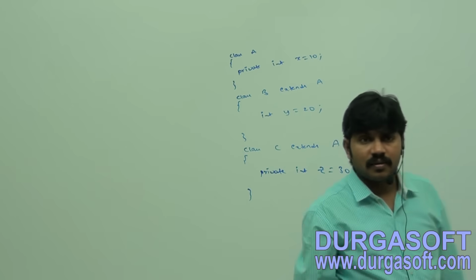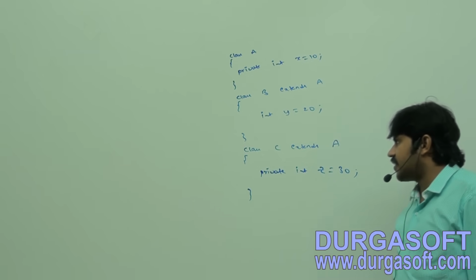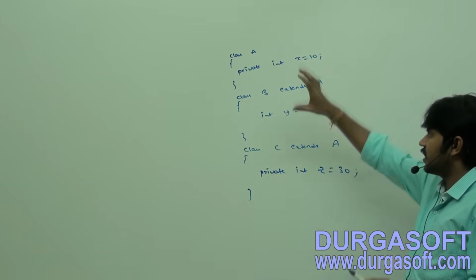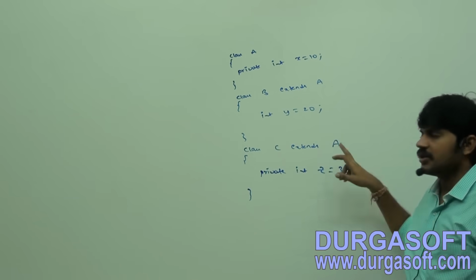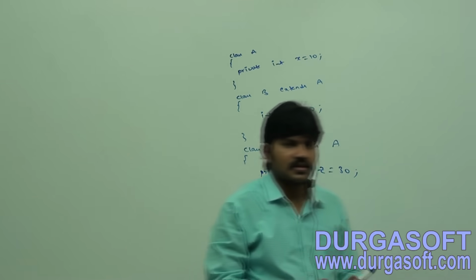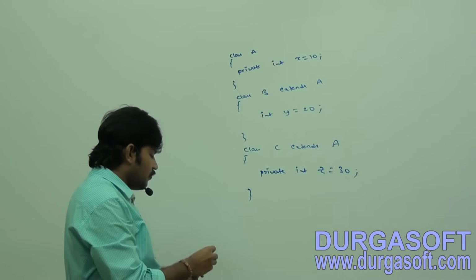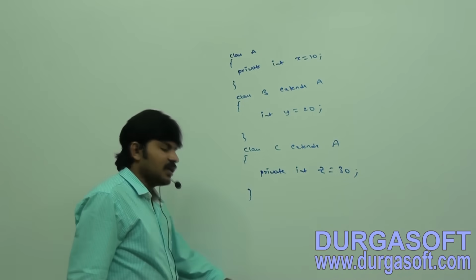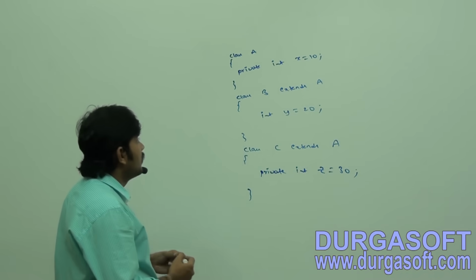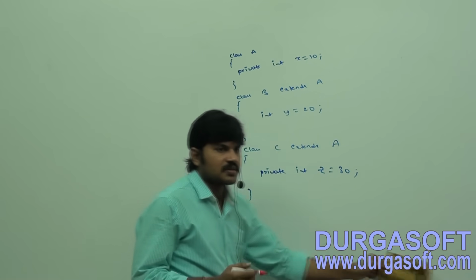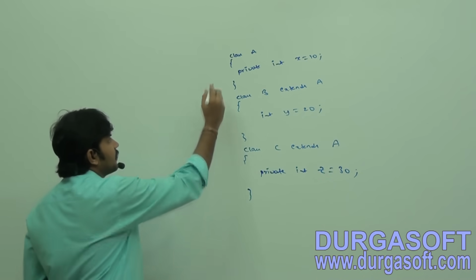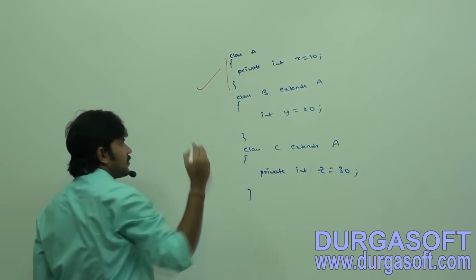Are you getting the total? How many classes are there? Three classes: class A, class B, class C. B is the child of A, C is the child of A. Can you tell which classes are tightly encapsulated and which are not? Class A is tightly encapsulated because every variable is private.